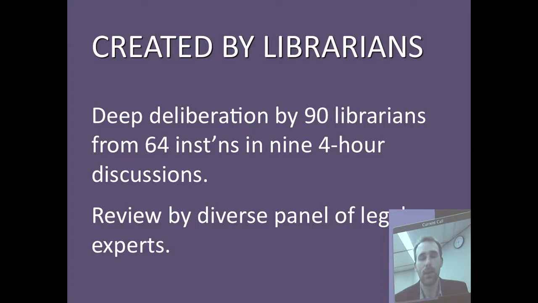We asked 90 librarians from 64 different institutions to join us in these 9 small group discussions, and for 4 hours. So we would get someone from 8 o'clock to noon, and we would get small groups of 8 to 12 people and work through what we had learned from speaking with librarians in an earlier stage of research, were the core challenges that folks are facing right now and where they could really use fair use to give them some help. And then once we had a consensus around 8 principles that I'll walk through with you in a second, we had some legal experts look over it, right, and make sure that this would pass muster, right?